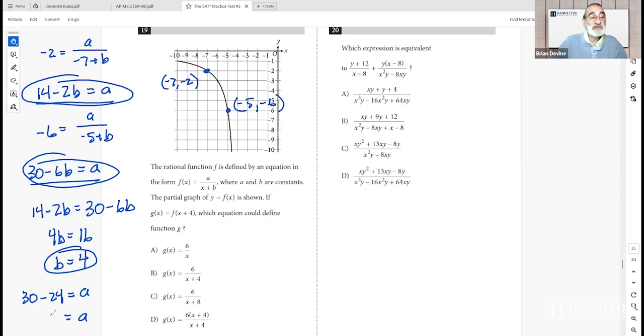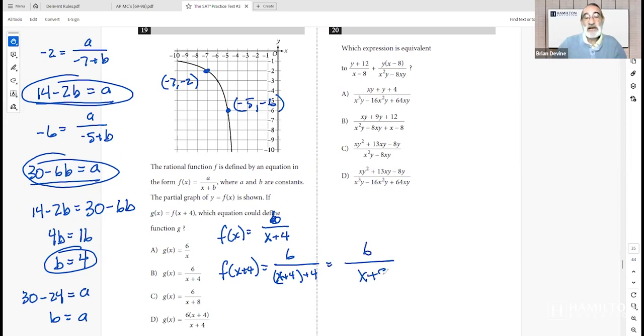A is going to be 6. So f of x is equal to a over x plus 4, where a is 6. So then f of x plus 4, I can simply plug x plus 4 in for x, would be 6 over x plus 4 plus 4, which is going to be 6 over x plus 8, which will be g of x. So C is your answer.